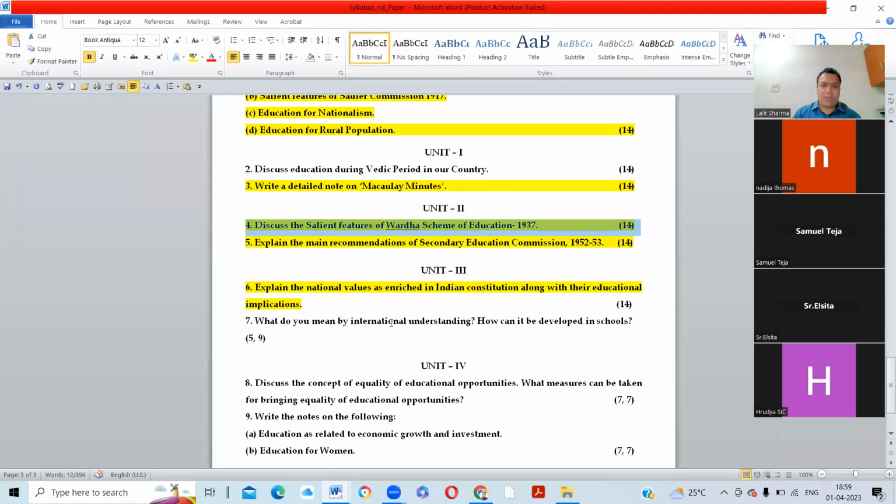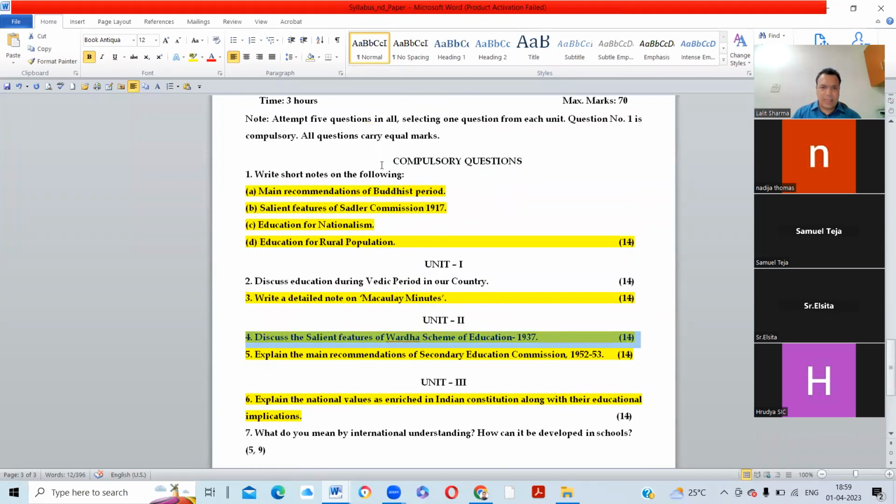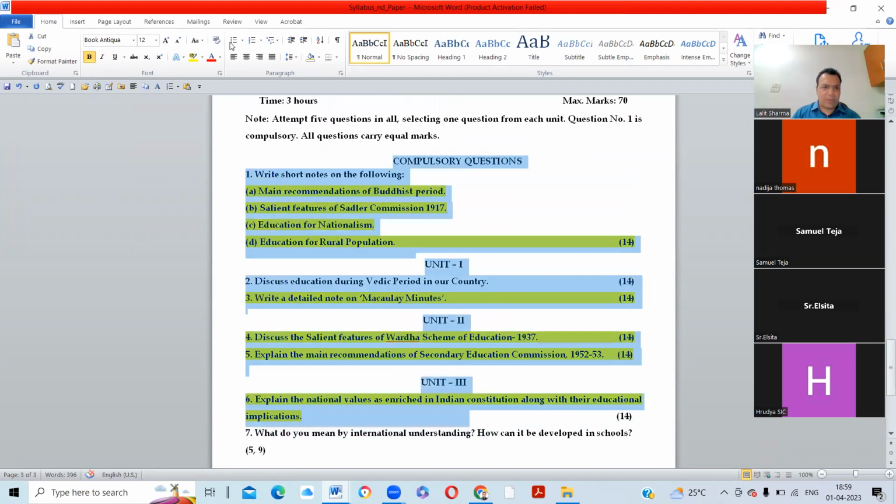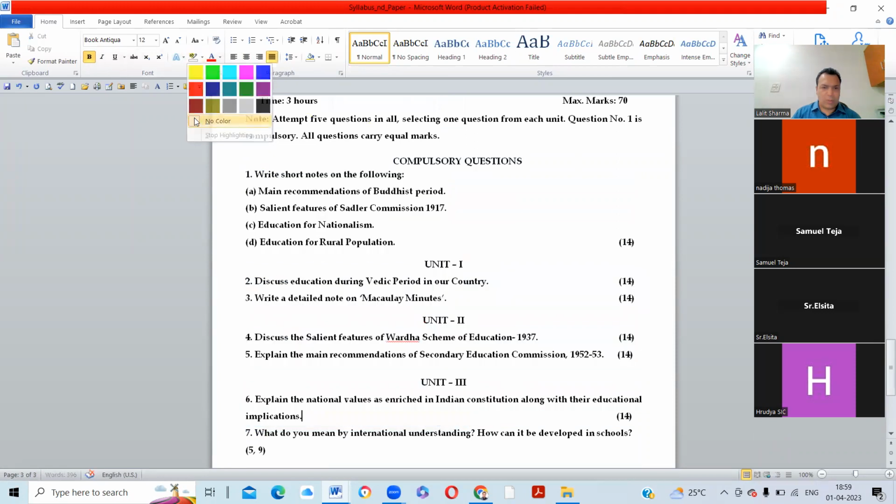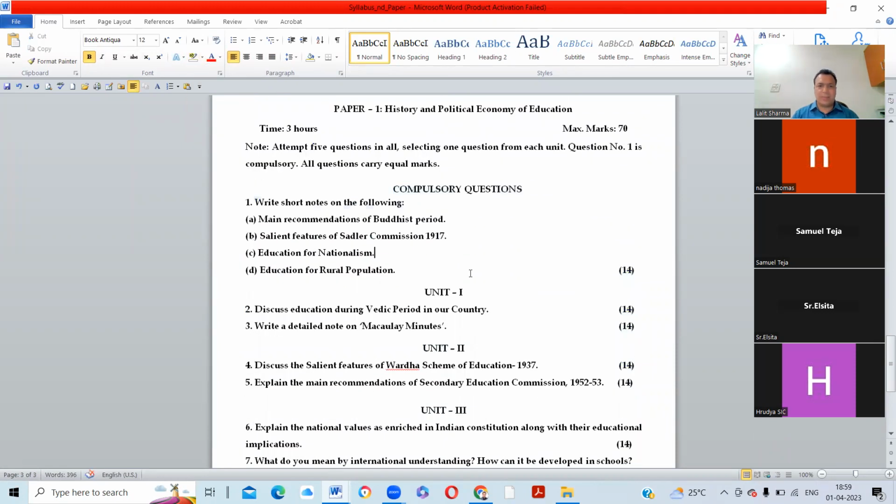Discuss the salient features of the Vardha scheme of education. Okay, right? I will mark all of these in black first of all. Okay, this one no color. Right. Now this is okay, right?